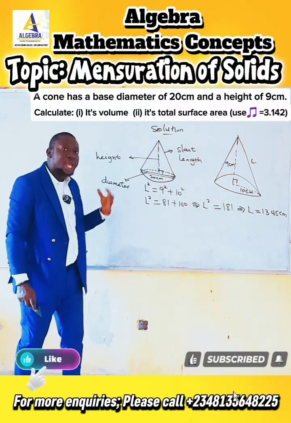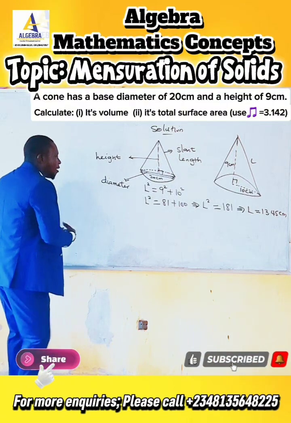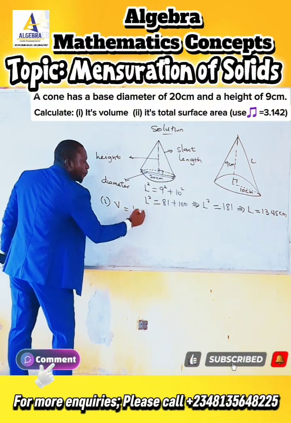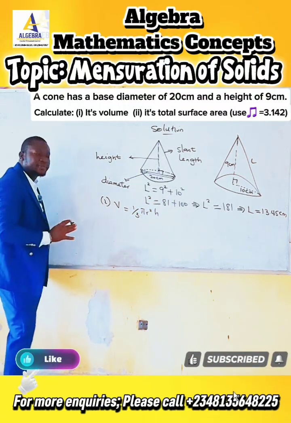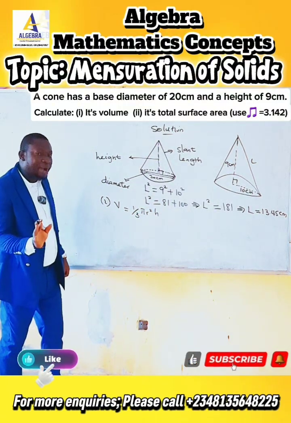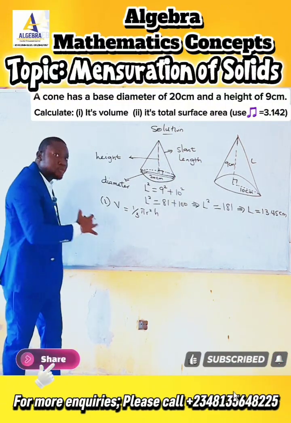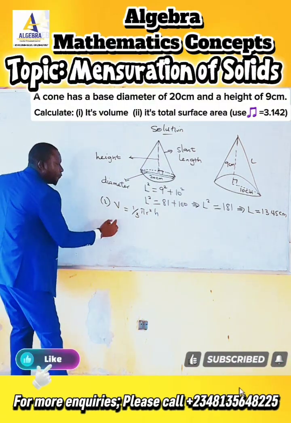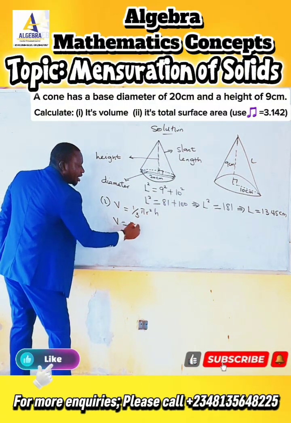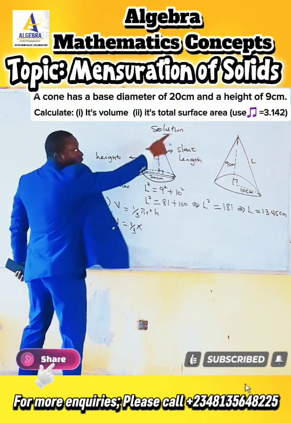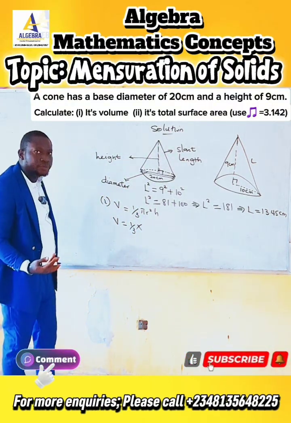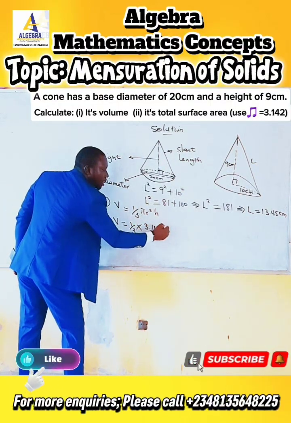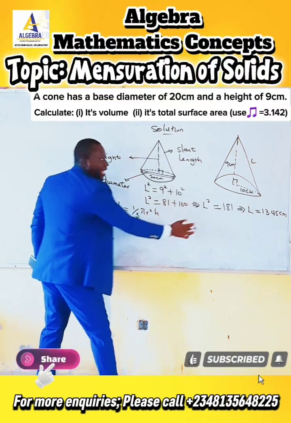Now here is the question. We are asked to get the volume. Roman figure 1. The volume of a cone is 1/3 pi r square h. That's the formula. Now I will substitute my values into this formula to get the volume. Volume equals 1/3 times pi. I was told in the question to use pi as 3.142, so in place of pi, I will substitute 3.142 times the radius, which is 10.